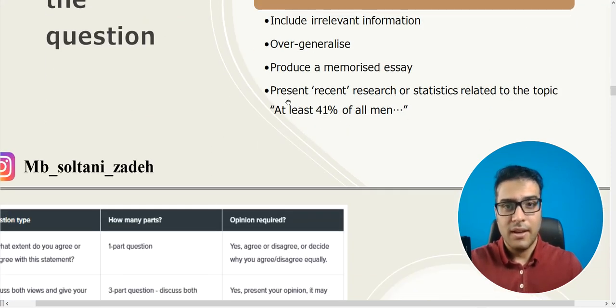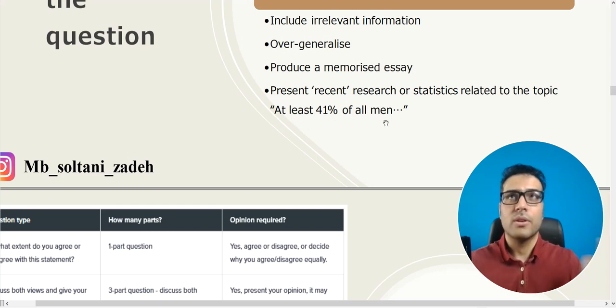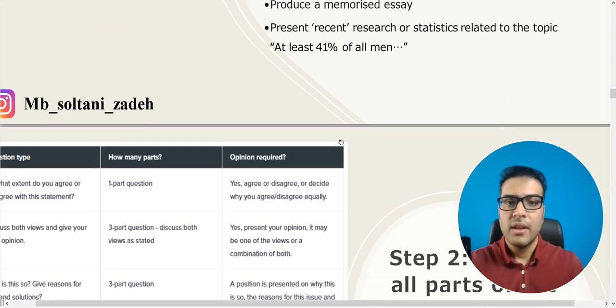And something very important: many candidates just write "research shows" or "statistics show", and it's not going to help us a lot. For example, writing "at least 41% of all men" or "according to some pieces of research". These sentences are not going to be very helpful. We are expected to bring our own justifications.